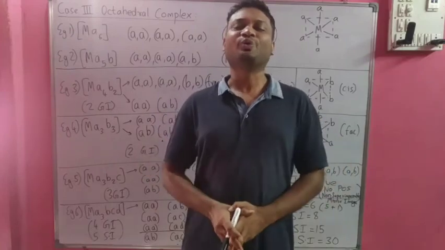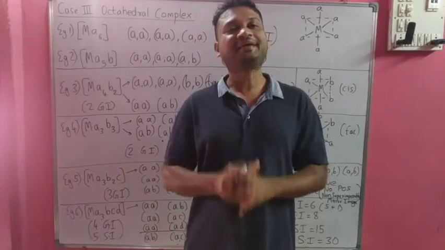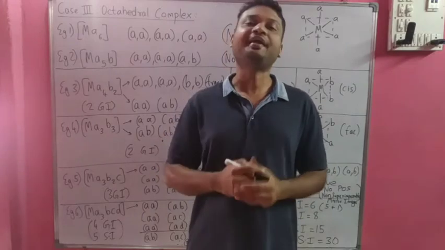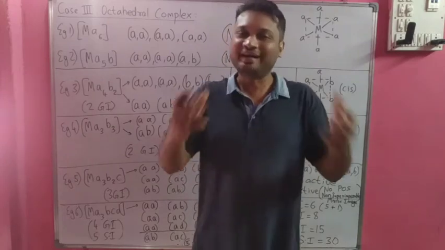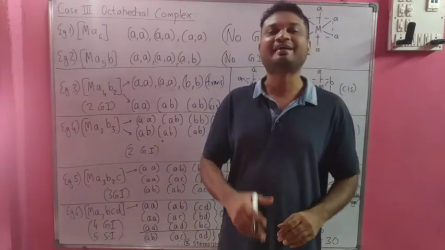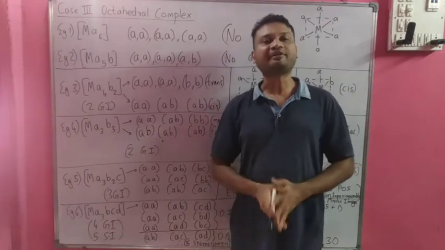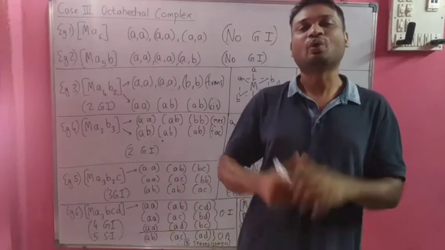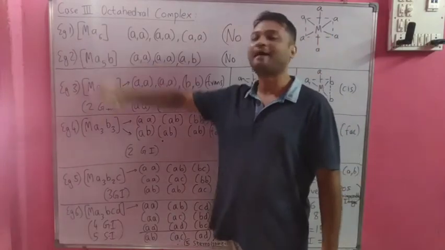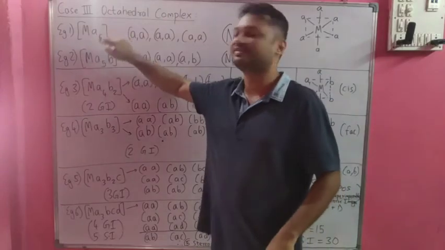Welcome back दोस्तों. In the previous section we considered the geometrical isomers for tetrahedral and square planar complexes. Now let us consider the geometrical isomers for octahedral complexes. For octahedral complexes the coordination number is 6. So let us take the first example in octahedral complex, which is Ma6.